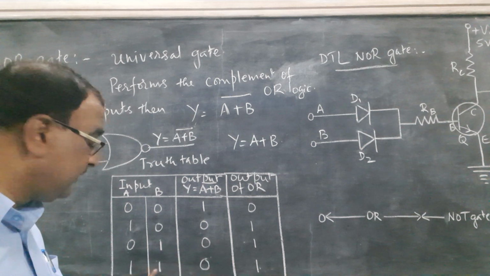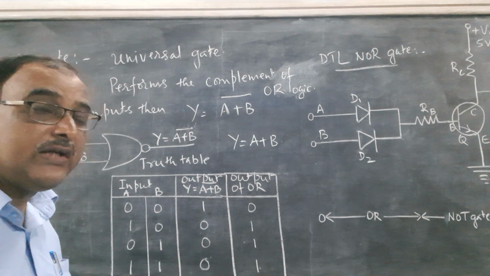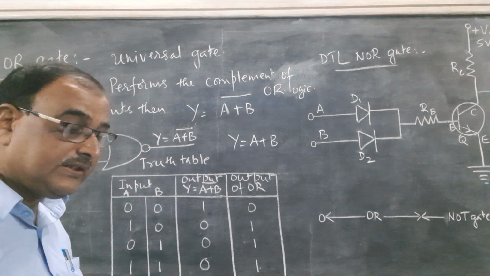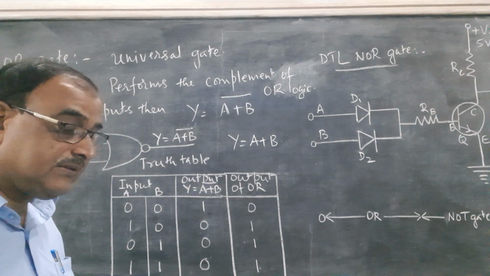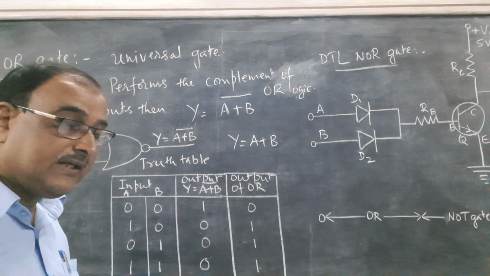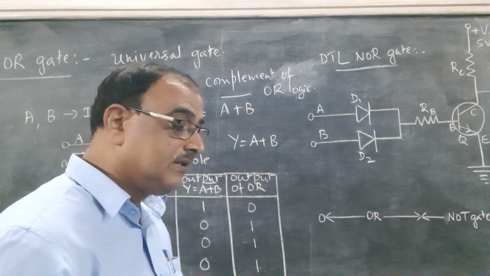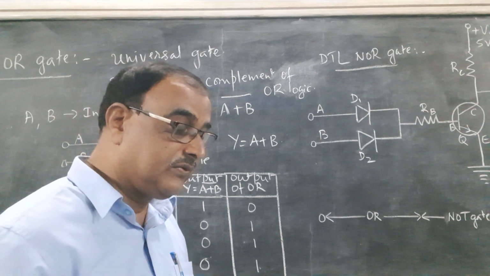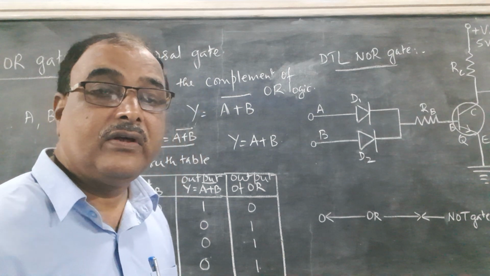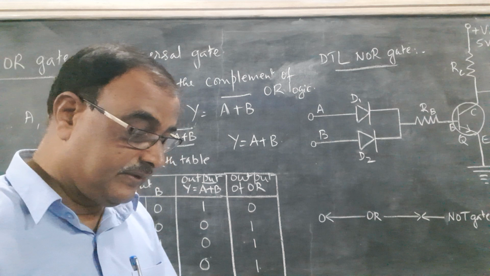When A is equal to 1, B is equal to 1. So in this case, both the diodes are forward biased. Sufficient current flows into the base of the transistor, and the transistor is driven into saturation, right? Therefore, the output Y is equal to 0. So this is how a NOR gate is working, right?